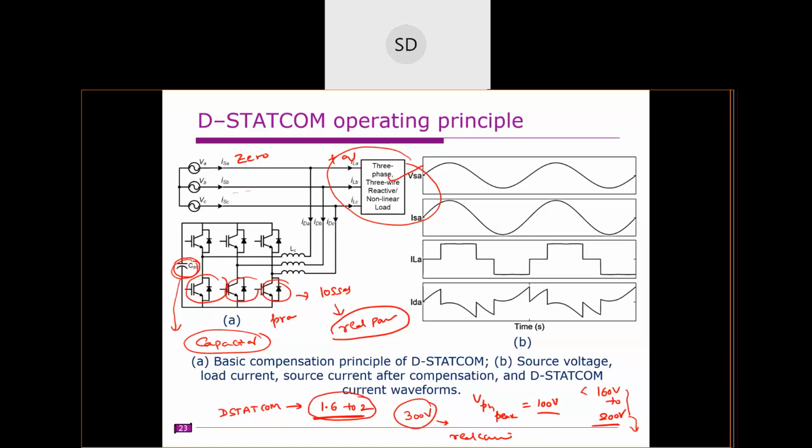That means the source current will be sinusoidal, and it is drawing exactly the amount of current that is required. So that much current only it is drawing. That means it draws the optimum current to compensate these losses.